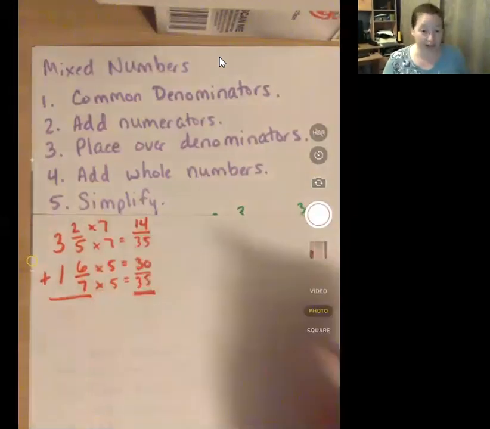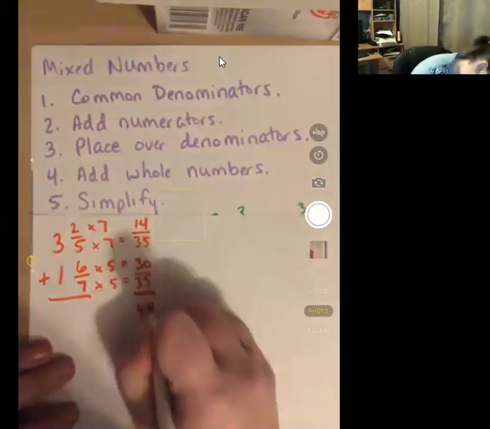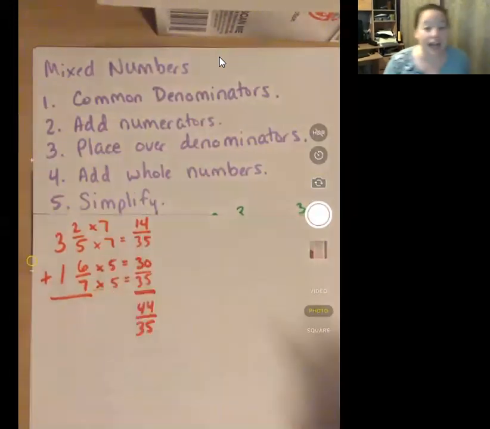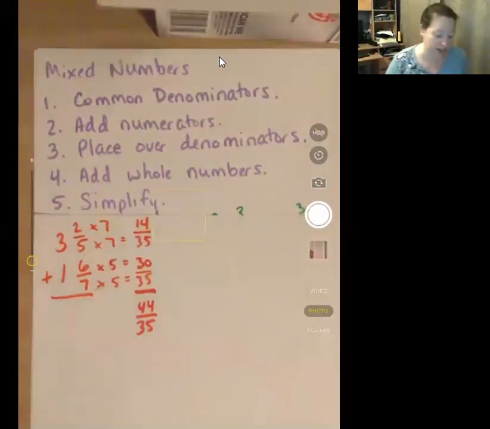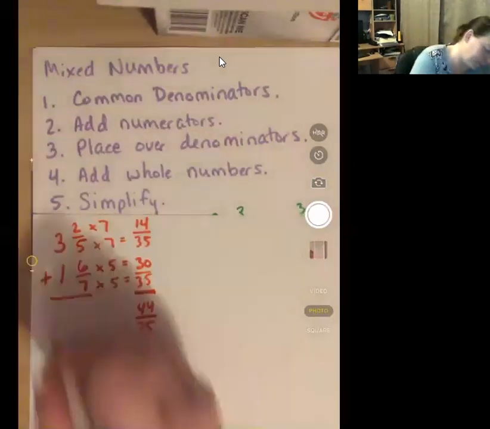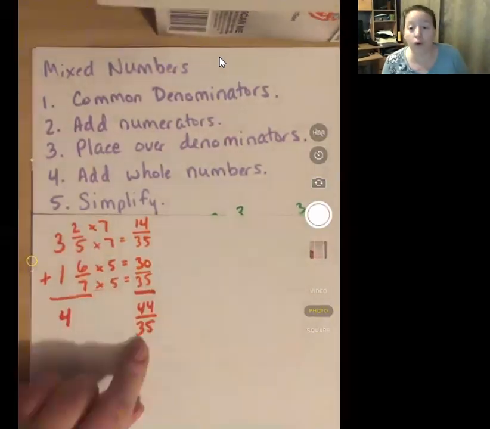Add my numerators. 14 plus 30 gives me 44 over 35. Place over the denominators. Sorry, that's 35. Add my whole numbers. 3 plus 1 is 4. Simplify. I ended up with a 44 over 35.